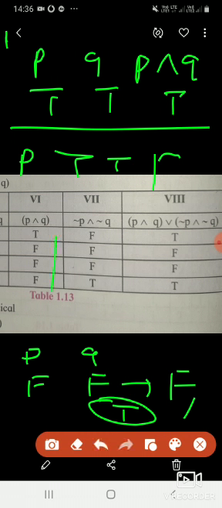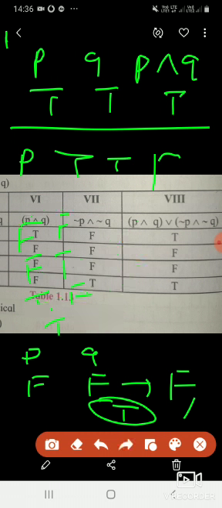So next one, negation of P and negation of Q. So negation of P is what? Negation of P is false, false, true, true. Negation of Q is false, true, false, true. So the last one is true. Correct?